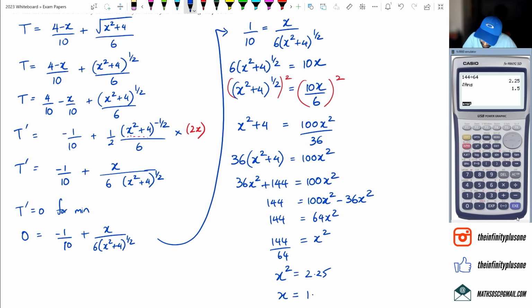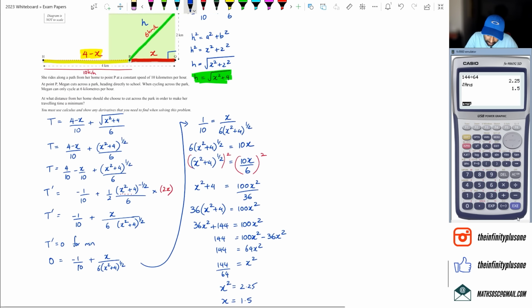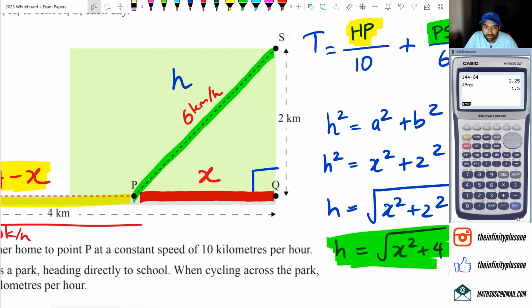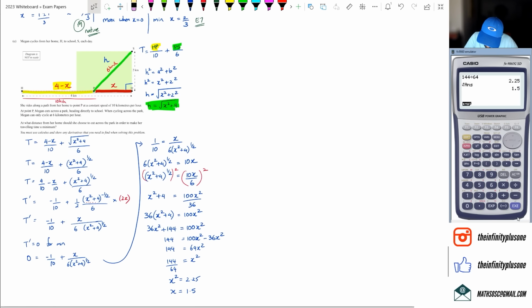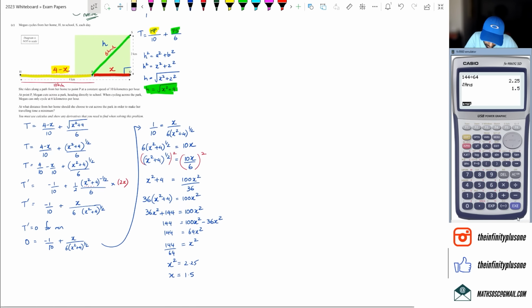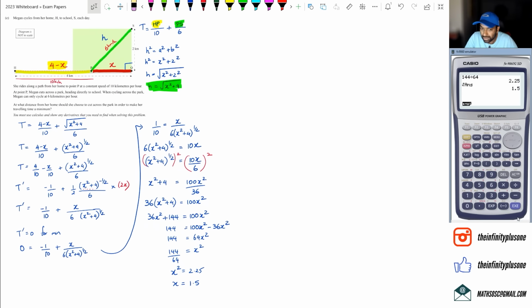1.5. Now you might be going, well, what about plus or minus 1.5? Remember, x has to be a positive value, because remember we said that x is that little part there, and it can't really be a negative value. Okay. So we've got x is equal to 1.5.